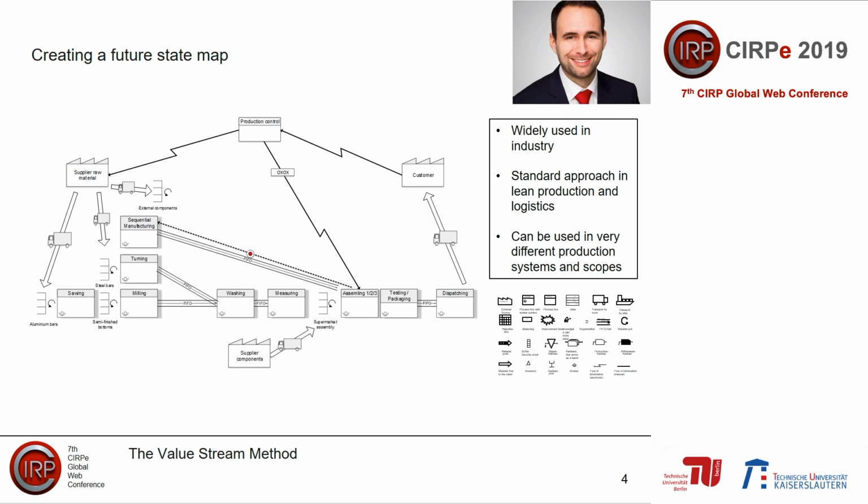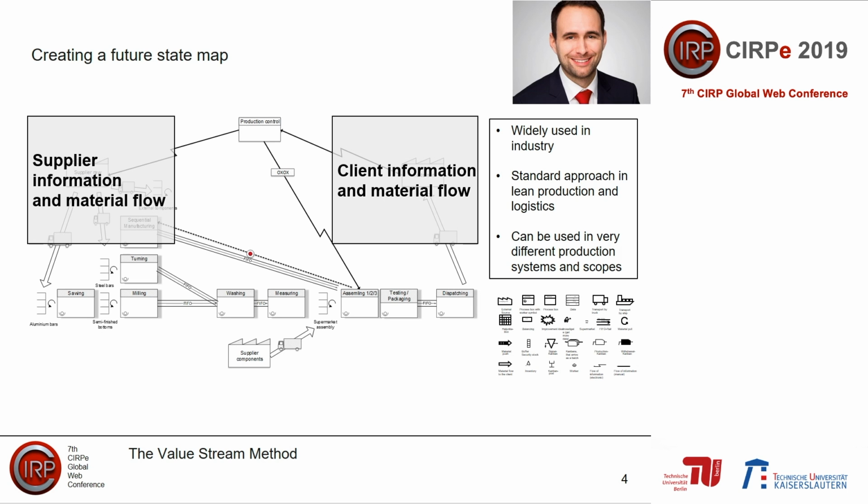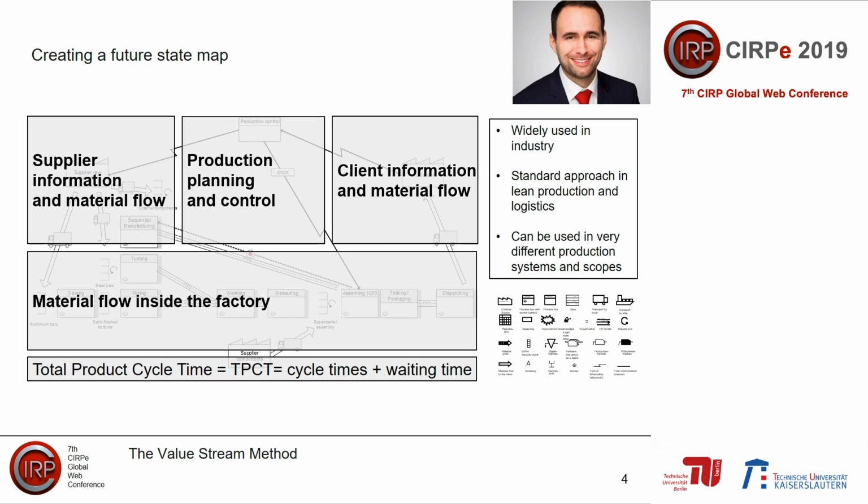The result of a value stream design is a future state map where you can see the supplier information and material flow, where you have your customer or client information and material flow, where you can see your own material flow inside your production system or your factory in your value stream. You have your production planning and control, so your internal information. And after all, you have a total product cycle time or throughput time.